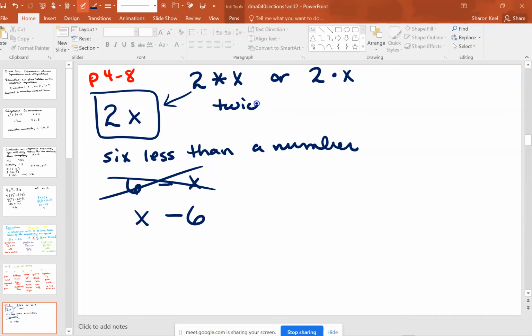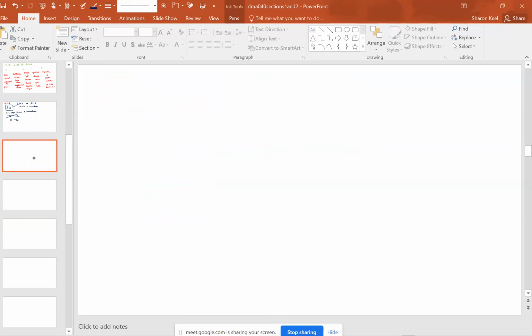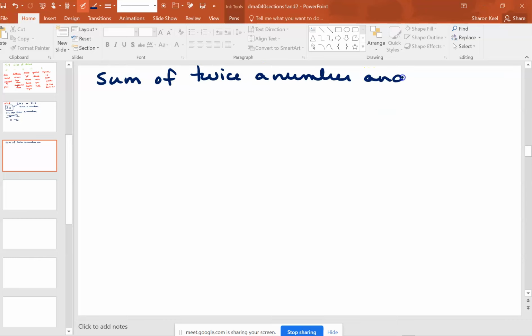This one was twice a number. Okay. Let's go to the sum of twice a number and 3. Okay, sum means we're going to add. The sum of the first term is going to be twice a number. We just did twice a number, that would be 2x. And we're going to add it to the number 3.